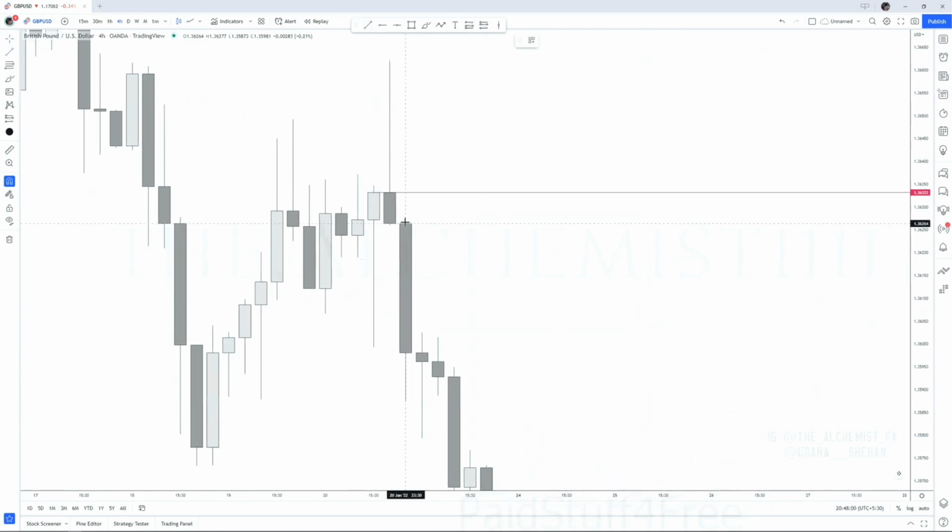Let's say there is a candle or a wick that has tapped into it like this. So we are not going to use this level anymore. We're only going to use fresh levels like this.